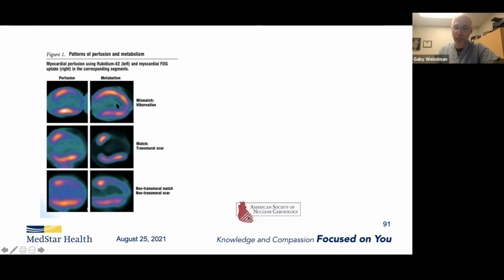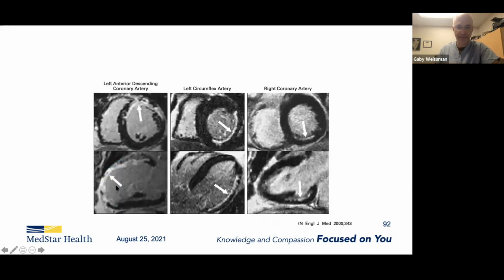So if the tissue is alive, even though it's getting very little flow, it'll take up the glucose. Given a little bit of time, it'll take up the glucose because there are living cells there that require glucose. So this would be viable, right? There's a perfusion defect, meaning an LAD stenosis, but there are cells that are actively using glucose. As opposed to this one here, where you can see the LAD has no perfusion and no glucose activity. This would be not viable by PET.